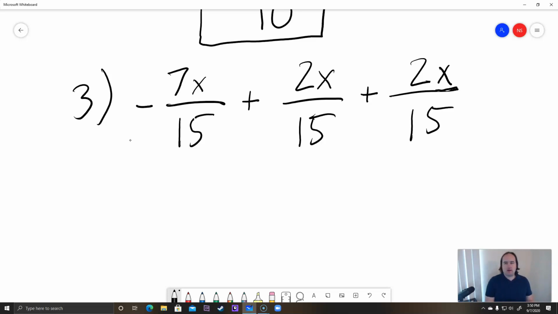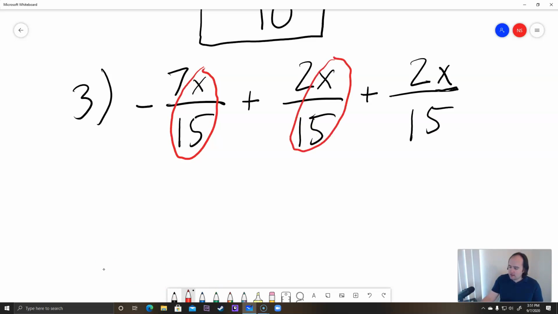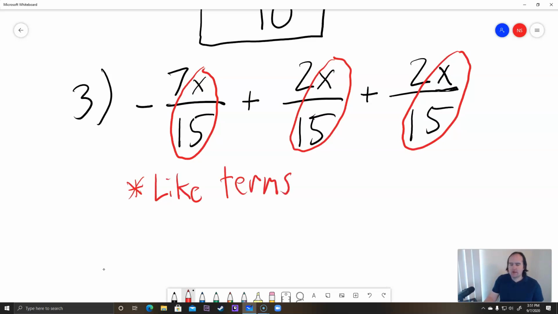So believe it or not, because these all have the same x, these are actually all like terms. And they actually have the same denominator, so they're also like fractions. So here, we're basically just going to keep the x and also the 15 as the denominator. And we're going to combine each of these. These are both like terms and like fractions. They're like terms because they have the same variable raised to exactly the same power. And then they're also like fractions because they have the same denominator.